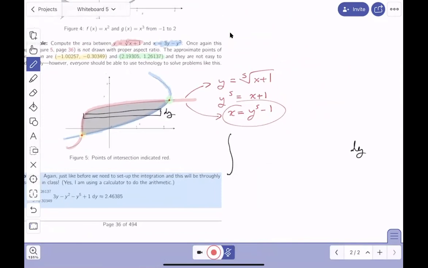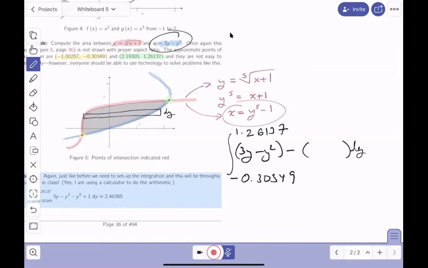What's the limit of integration? Well, the y is going to start at minus 0.30349. No, I would not expect you to do arithmetic with that. What's the upper limit for the y? 1.26137. Let's get the integrand down. Upper minus lower. Well, the upper is the square problem. So what's it going to be? 3y minus y squared, minus the lower one. What's the lower one going to be? Well, that's x equals y fifth minus 1. So I'll write this over here.